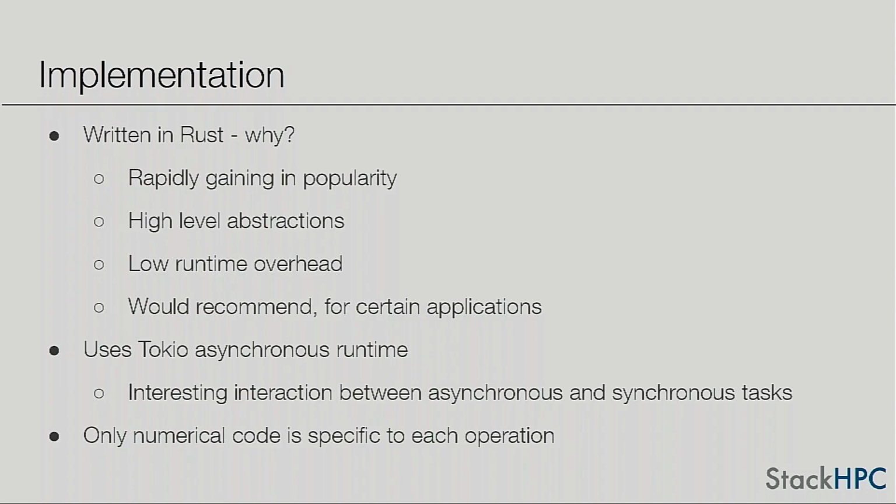We wrote this project in Rust. Why did we do that? Well, it's a language that's rapidly gaining in popularity. It gives you some things that might sound familiar from C++, high-level abstractions with a low runtime overhead. But what it also gives you is memory safety, which is quite important, and something that I quite like, which is a modern toolchain. So if you're familiar with Python and other languages like that, then the Crates ecosystem will feel quite familiar to you. Would I recommend it? For certain applications, yes. If you need performance and memory safety, it's fantastic. If you can get away with Python, then probably no.